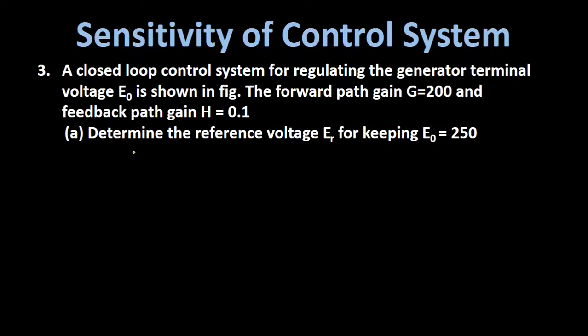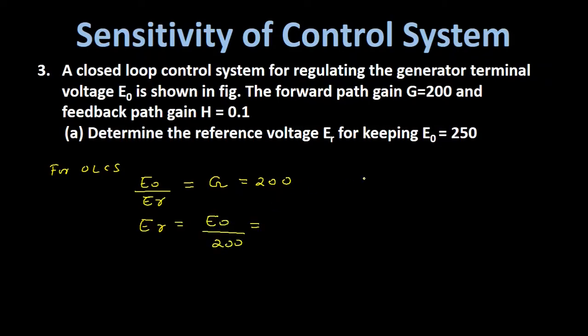Now if we want to find out the A part for open loop control system, then output voltage upon input voltage will be equal to forward path gain G, and here G is given equal to 200. From this equation the reference voltage will be equal to E0 divided by 200. Now we put E0 equal to 250 in this equation, we will get 250 divided by 200. When we solve this we will get 1.25 volt.